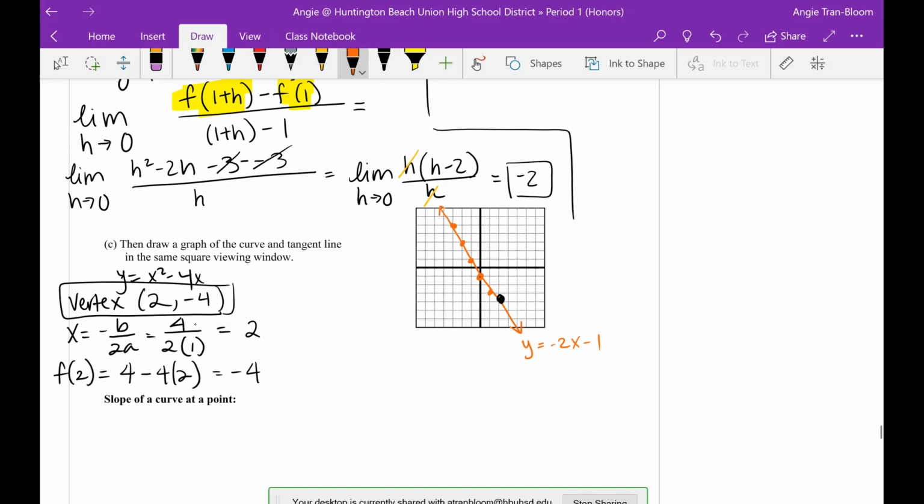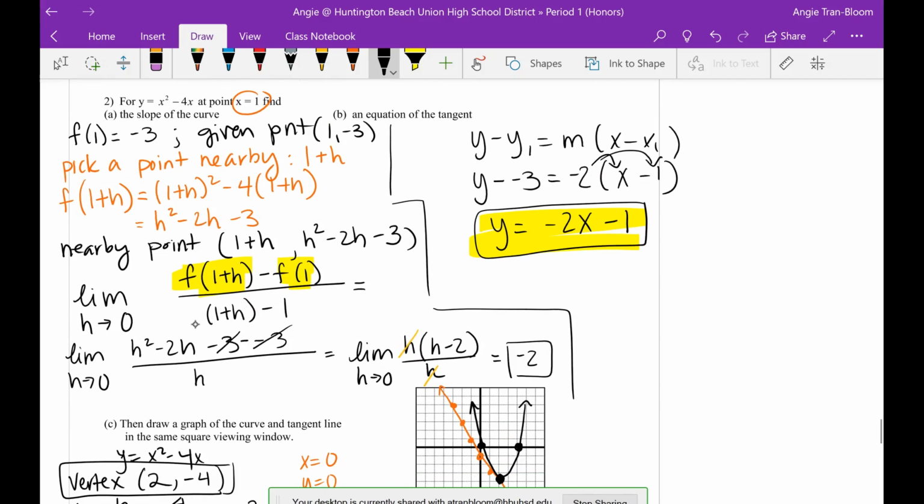Then because I have the vertex, I can pick 2 additional points, one on the left and one on the right. So I'm going to pick x equals 0, because that's easy for me. X equals 0, y is 0, so that's one more point that I can use. Parabolas are symmetrical, so I'm going to go to the right and get that. So if you notice, your tangent line and this curve should only be touching at one location. If I have a nice graph, guys, it should only be touching this point.